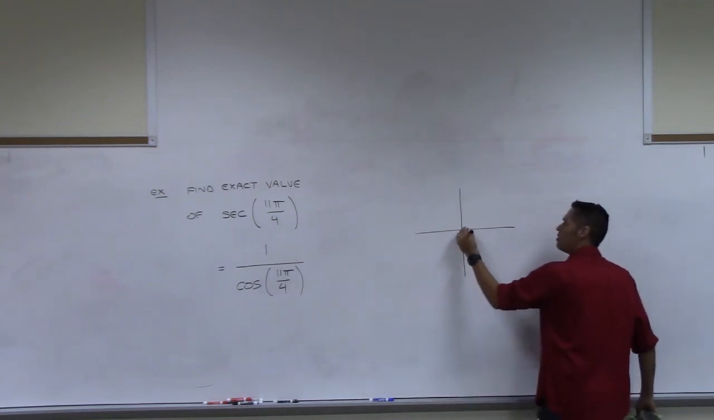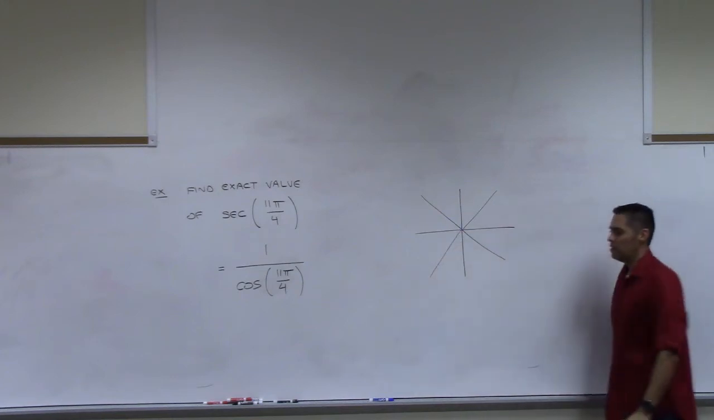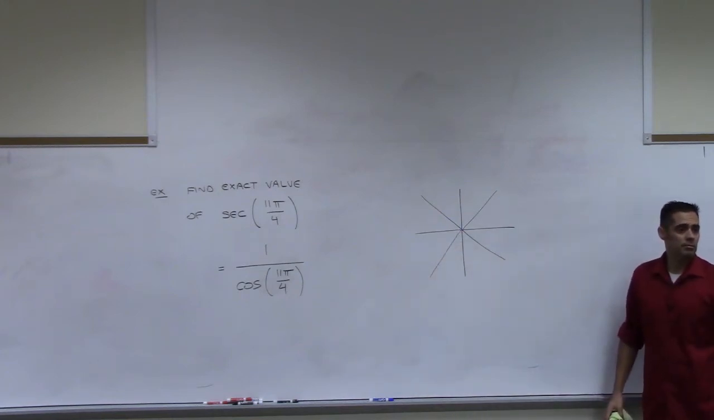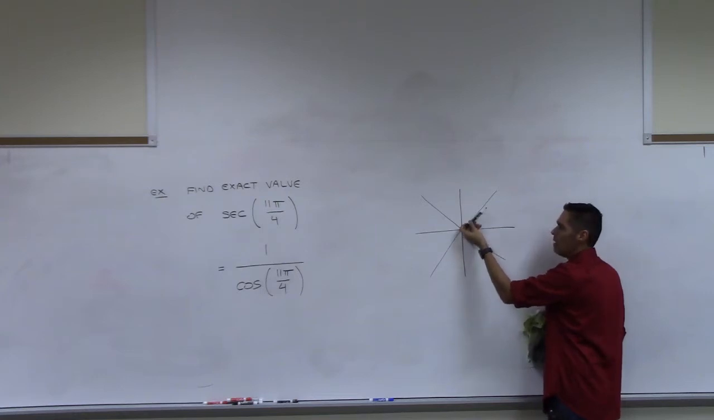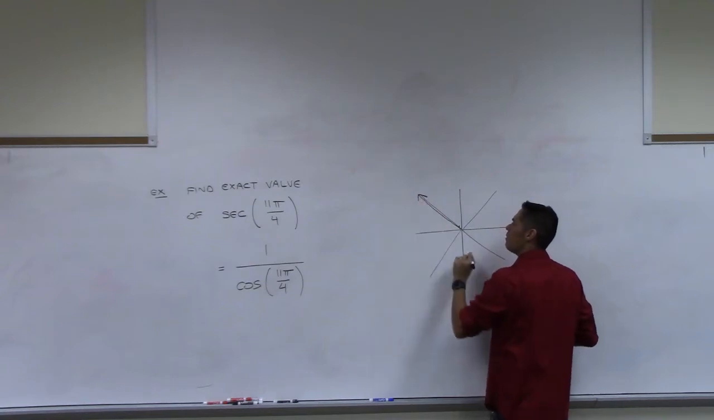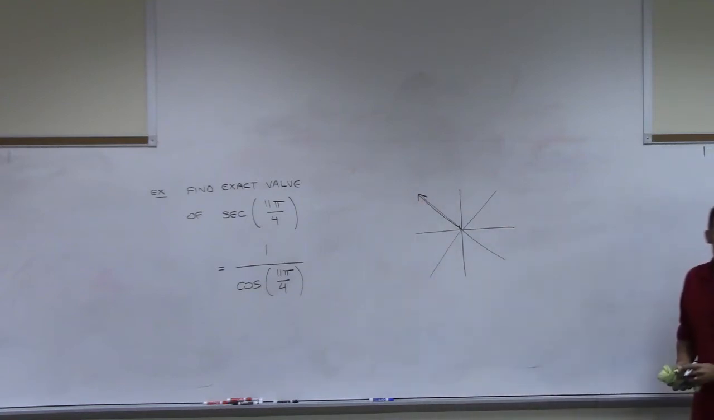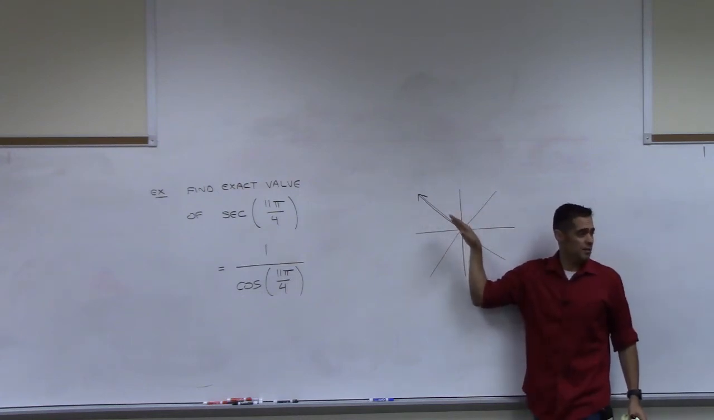Now my pi over 4s are these guys, right? Those are them. And I have 11 of them. So I can start counting my way around, right? 1, 2, 3, 4, 5, 6, 7, 8. I'd be back here. 9, 10, 11. I'm over here, aren't I? This is where I'm pointed. Now, that angle right there is not one of the common ones, is it?